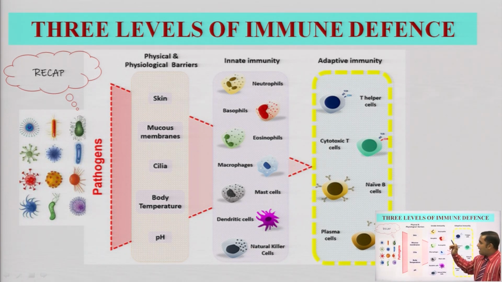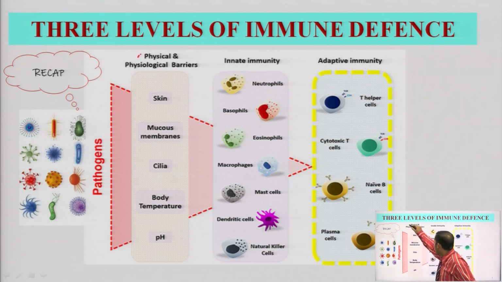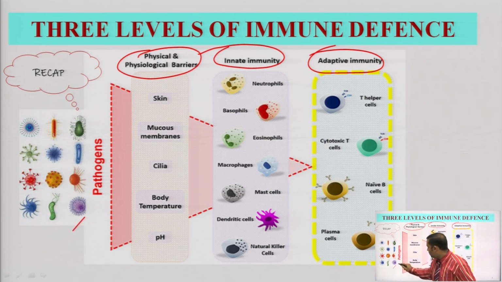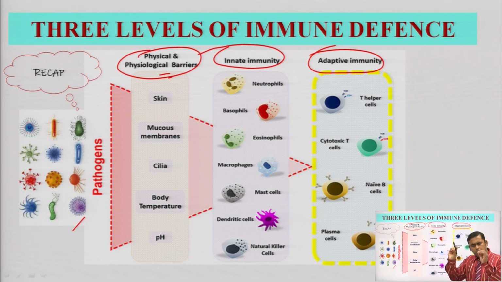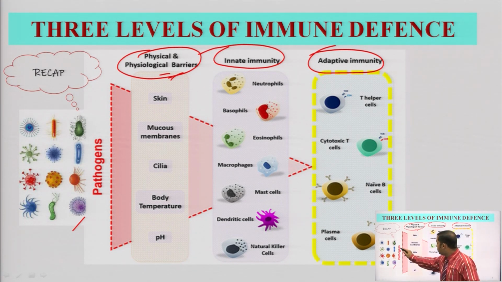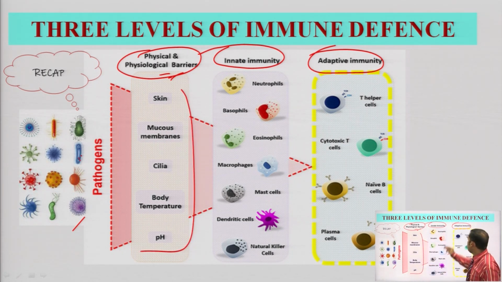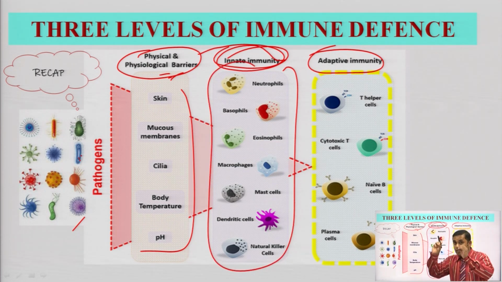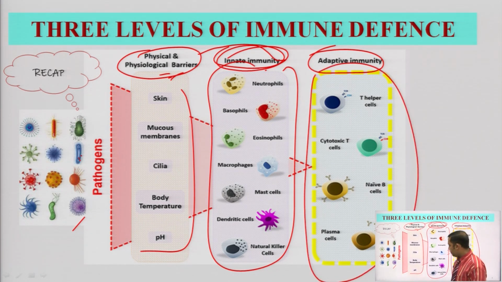In my previous lecture, I told you that we have three levels of defense: physical, physiological, innate and adaptive. If a pathogen, a bacteria, virus or anything enters your body, first the barriers come into the picture. I discussed in detail how your physical or physiological barriers stop them. If those microbes are able to cross these barriers, then what will happen? The innate immune system will come into the picture and kill the viruses. But if they also fail, in that scenario our adaptive immune system will come into the picture.